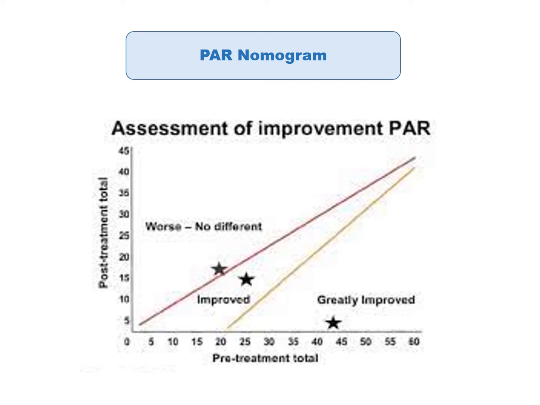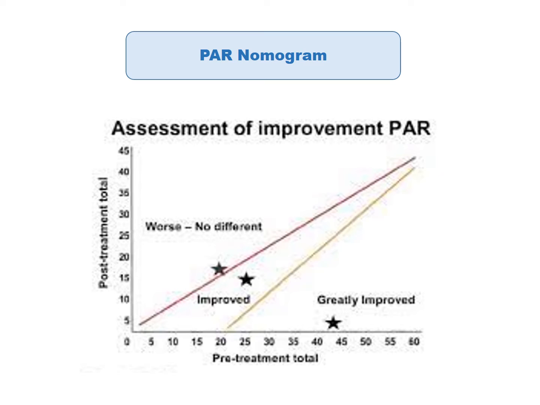Now, this is an example of the PAR nomogram. As you can see, the x-axis is the pre-treatment score and the y-axis is the post-treatment score. So if you look at this example here, if the pre-treatment score is 20 and the post-treatment score is around 18, then the patient's malocclusion has not shown much improvement with treatment.